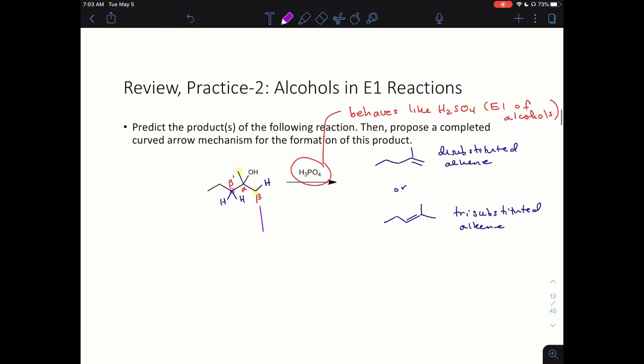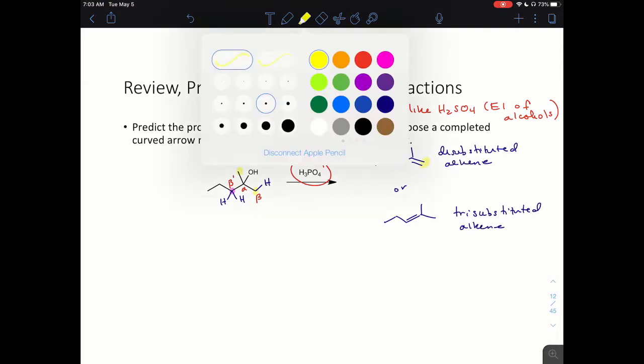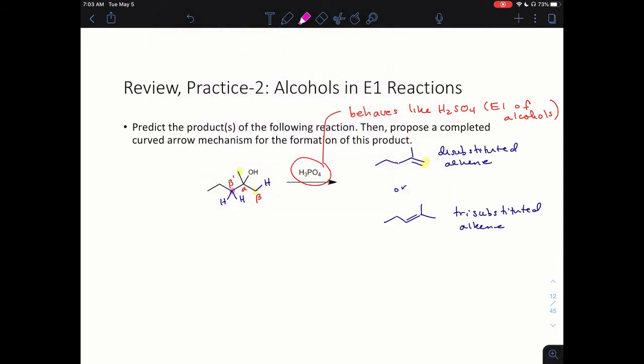We have this beta carbon that I have indicated in yellow, because these two methyl groups are equivalent. And then I have this beta carbon that I've indicated in pink. So we have two beta carbons, and they would lead to two products. If we eliminate hydrogen at the yellow carbon, we get a di-substituted alkene. If we eliminate hydrogen at the pink beta carbon, beta prime, we would get the tri-substituted, right?